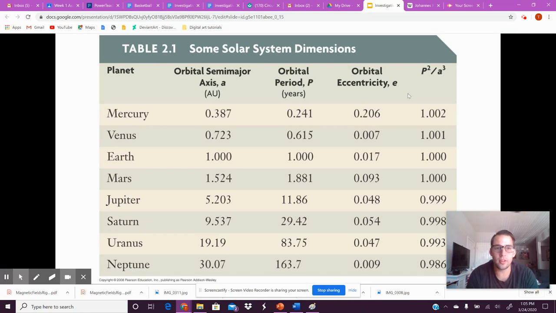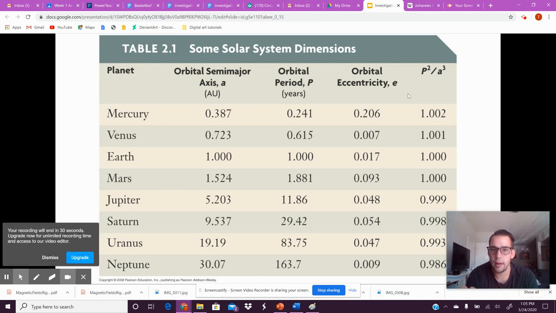This table shows us the different orbital eccentricities of the different planets. So you can take a look at those and tell which planet has the least eccentricity, the lowest value. I want you to make note of which one is the most circular in its path, and then which one is the farthest away from being a circle. Take note of that as well.